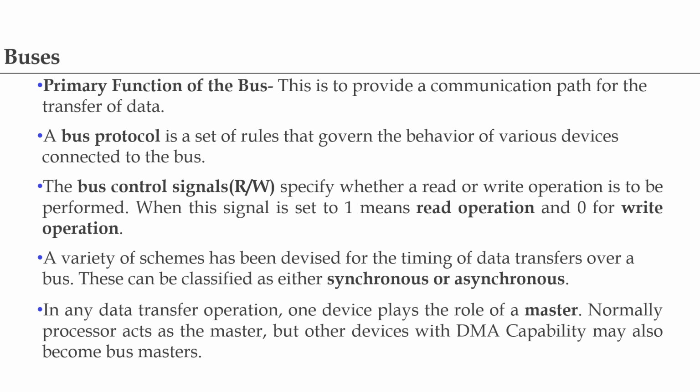In every data transfer, one device acts as the master. This is the device that starts the transfer by using read or write commands. The master is often the processor, but other devices with the DMA capability can also take control and become the bus master. The device that receives the data or responds to the master's command is called the slave or the target.